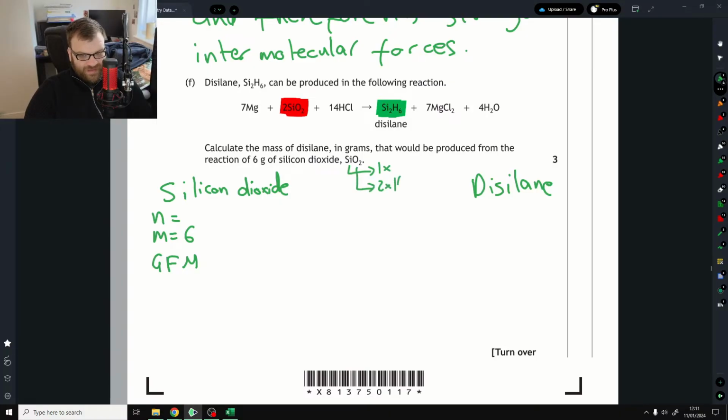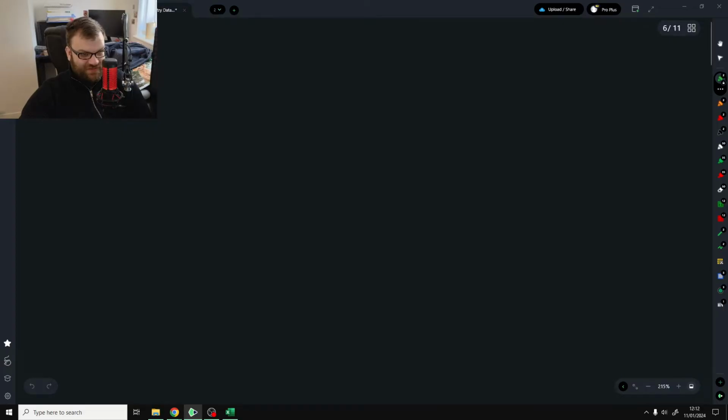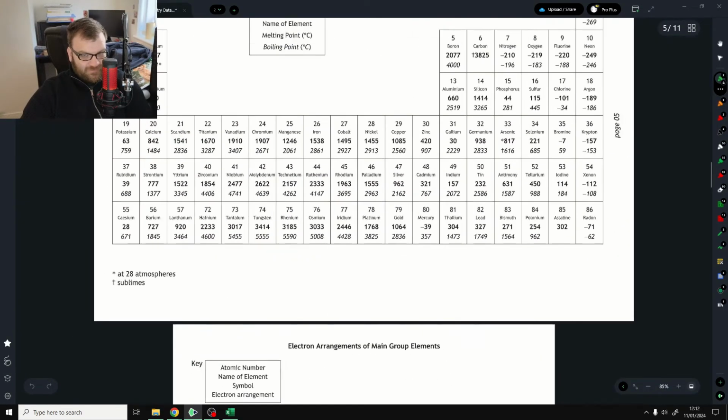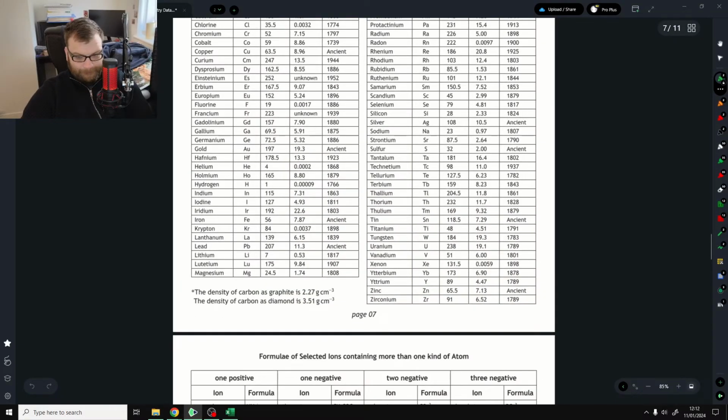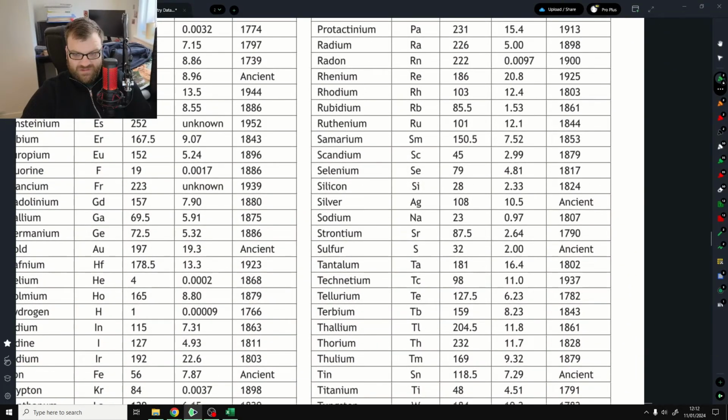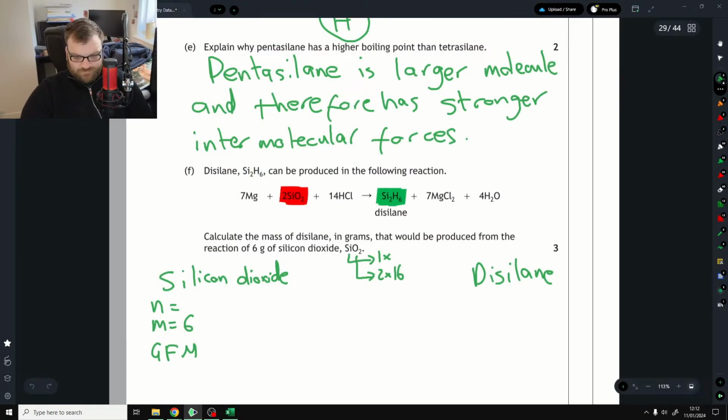Now, I know off the top of my head, the GFM of oxygen is 16, so it's 2 times 16. This one, I don't know off the top of my head for silicon. It'd be here though. Silicon, right there, 28. I'll give you 32 for that. Add them together gives you a GFM of 60.